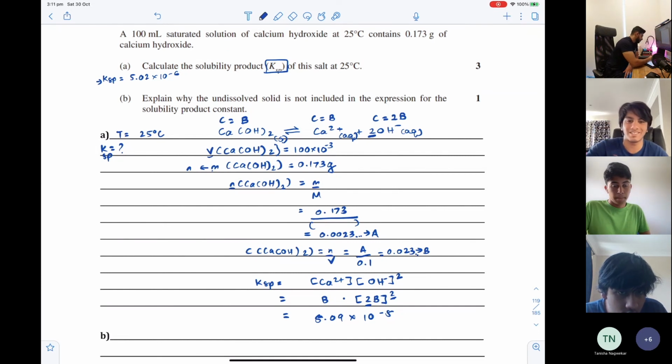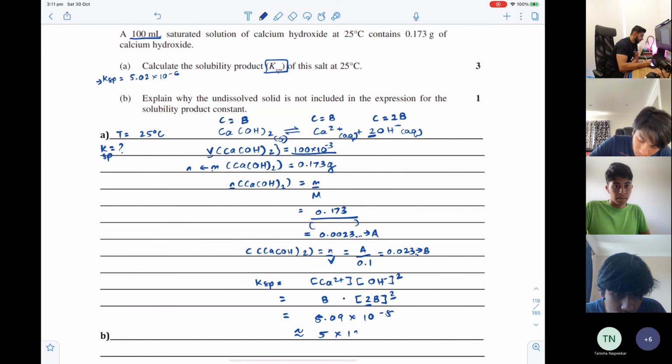Good, yeah. I think we've used the 100 ml, right? Because we said that's 0.1 liters here. So I'd say that rounds off to 1 sig fig. So 5 times 10 to the power of -5. Yeah, and we're at 1 sig fig. Good, and that'd be full marks.